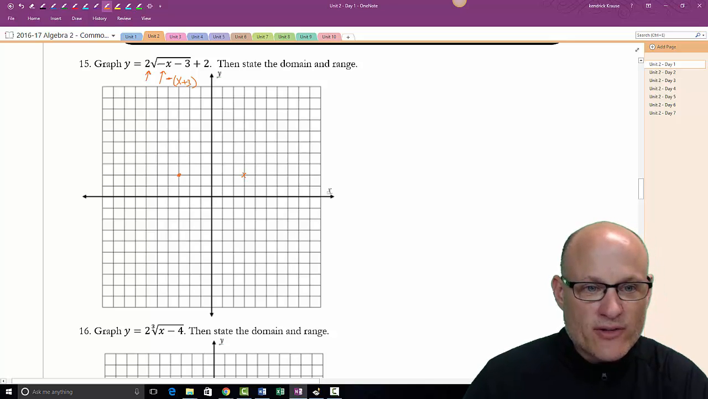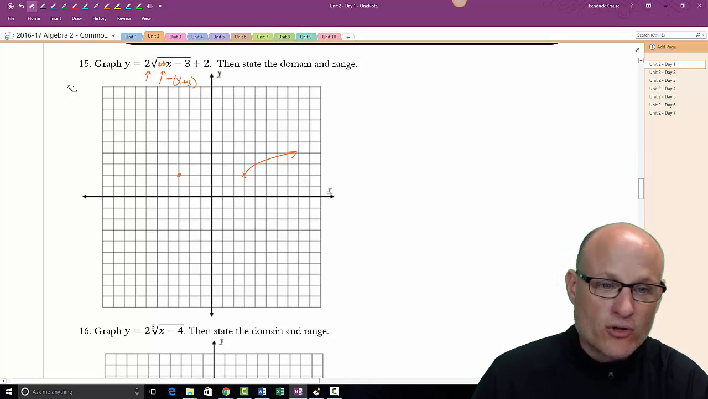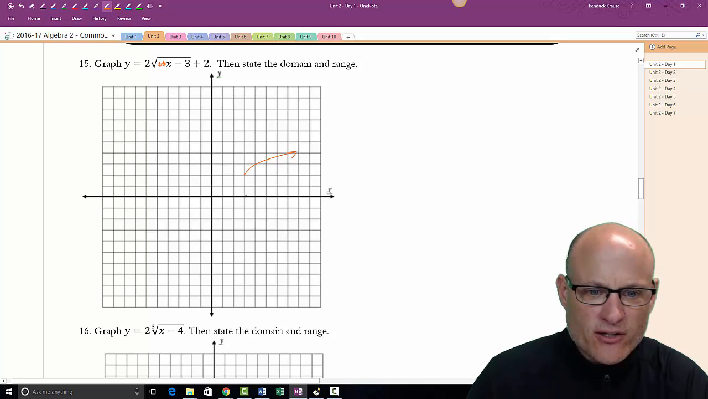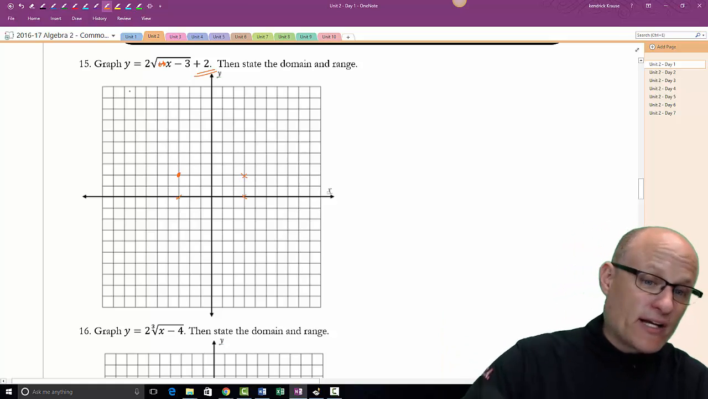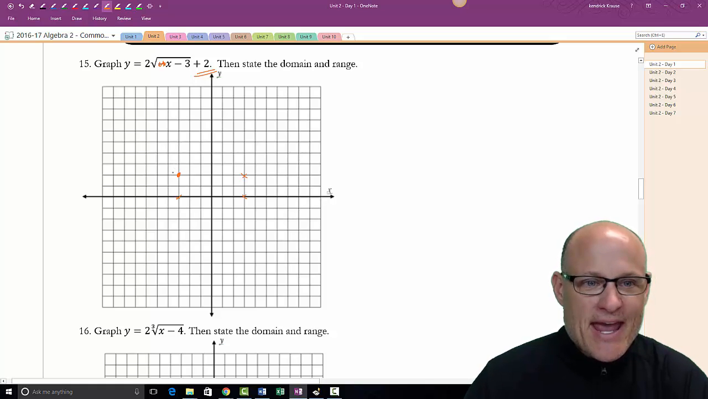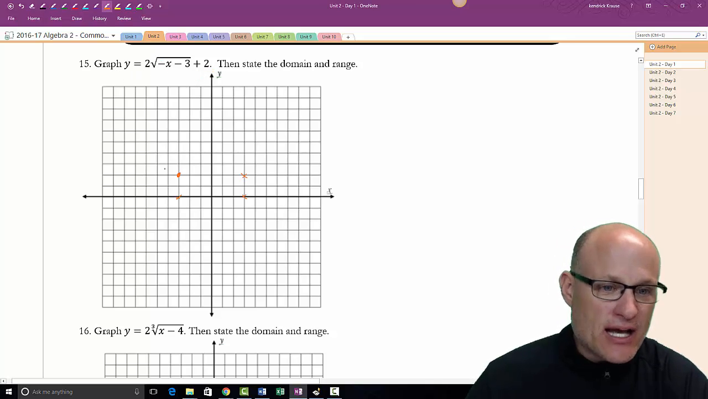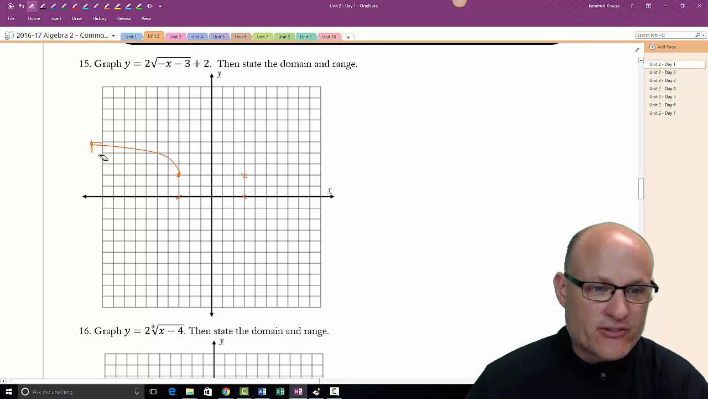So normally, if that negative wasn't there, I would put my point here, and we'd be drawn off that direction. But because that negative's there, it's a reflection over the x-axis. And I should have put it, instead of here, I'm going to put it here. Now, plus 2, that means we're going to go up 2. Normally I would go up here, but because we're reflecting over the x-axis, that's why I put that point there. And normally we'd go to the right, but because of that negative, that's a reflection over the y-axis, we're actually going to go to the left. So we're going to go off in this direction. Don't draw that. That's silly.